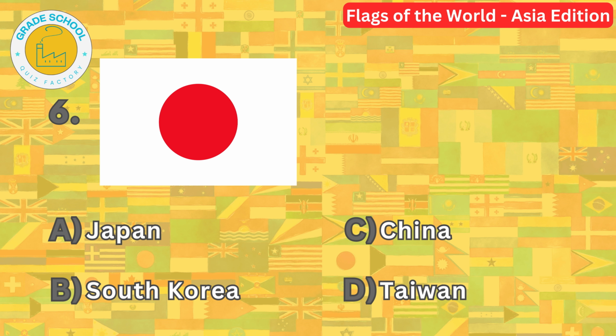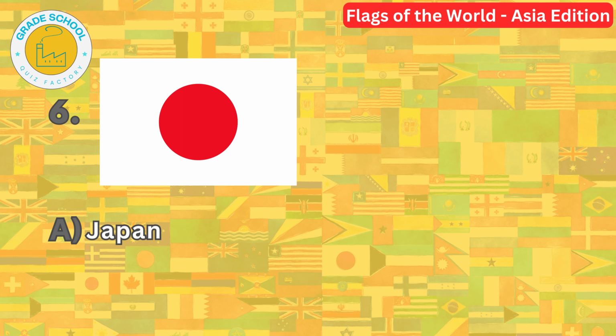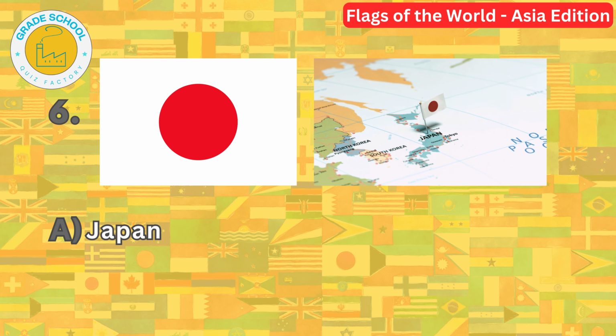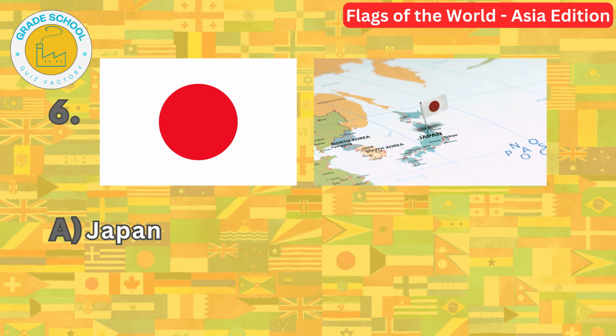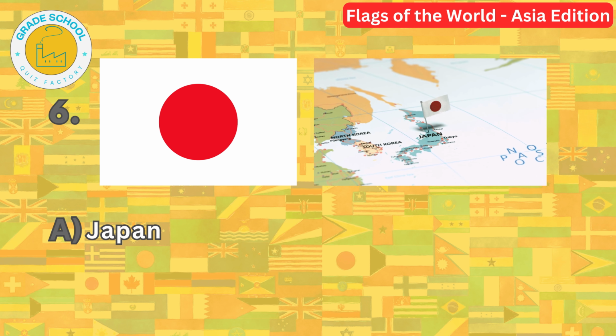Number 6. The correct answer is letter A. The flag of Japan has a white background with a red circle in the center, representing the sun. The flag is also known as the Hinomaru, which means sun disk in Japanese.